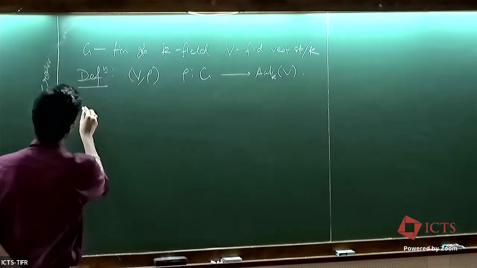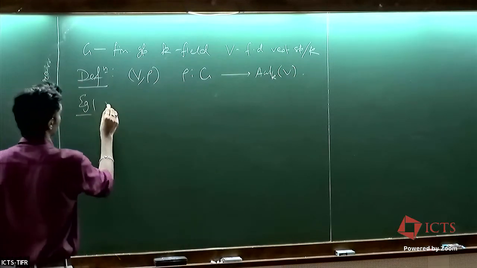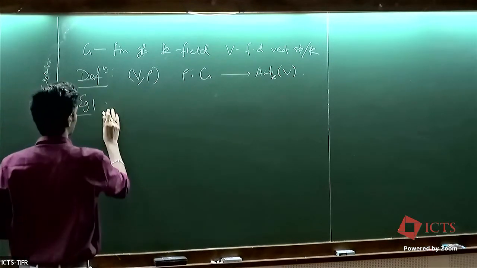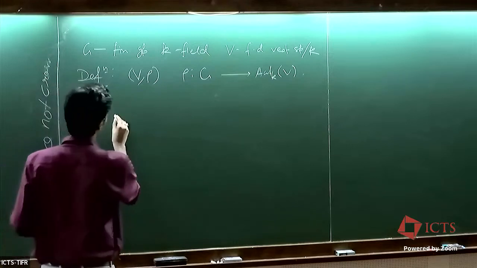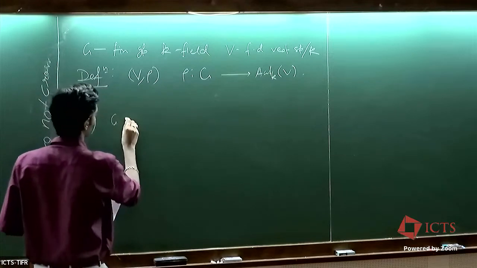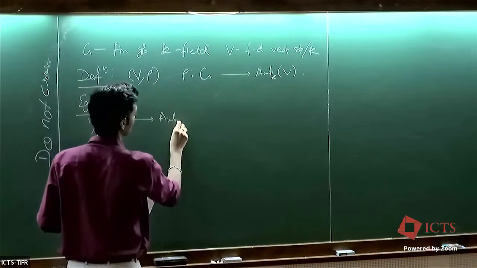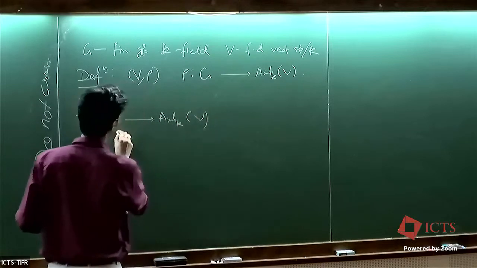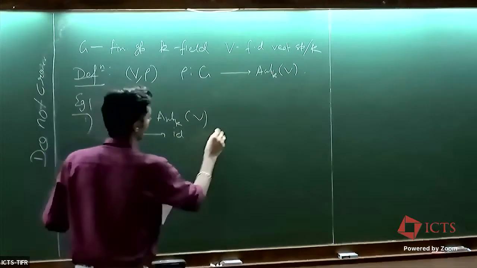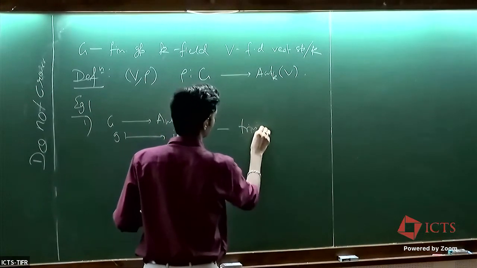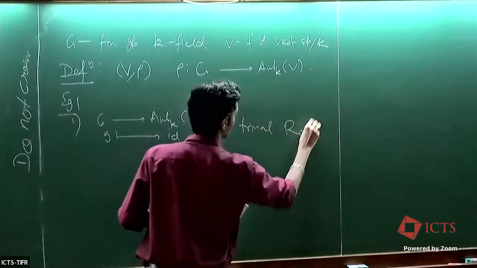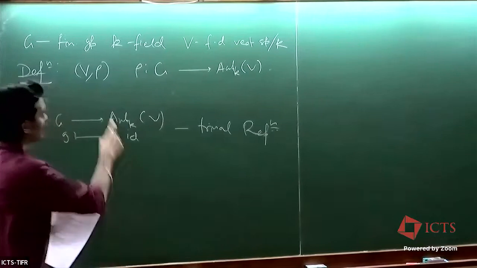So for example, number 1. If I take V to be any vector space and take this map as sending everything to identity, then it is called the trivial representation. By the way, is my handwriting visible?